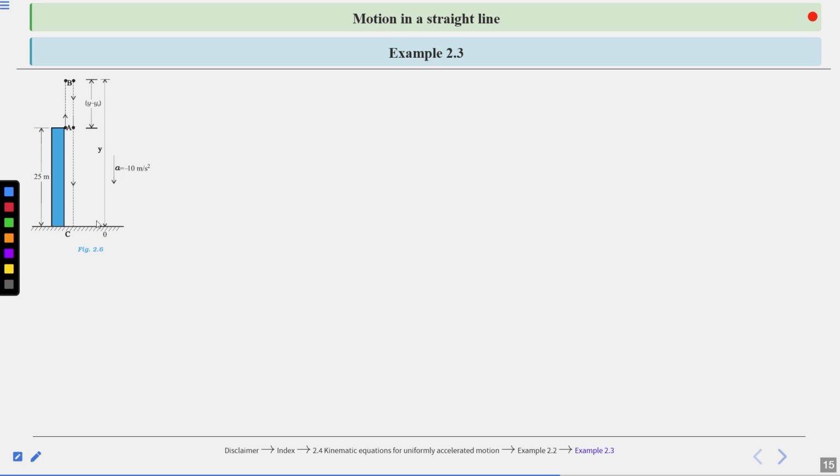The velocity is 20 meter per second and acceleration is minus g, minus 10 meter per second square, because after throwing, the ball comes in the downward direction, vertically downward. So acceleration is equal to minus 10 meter per second square. At the highest point, here the highest point is point B. At the highest point, what will be the velocity?